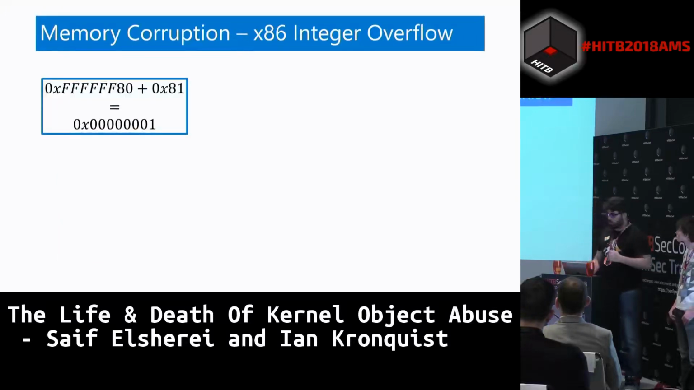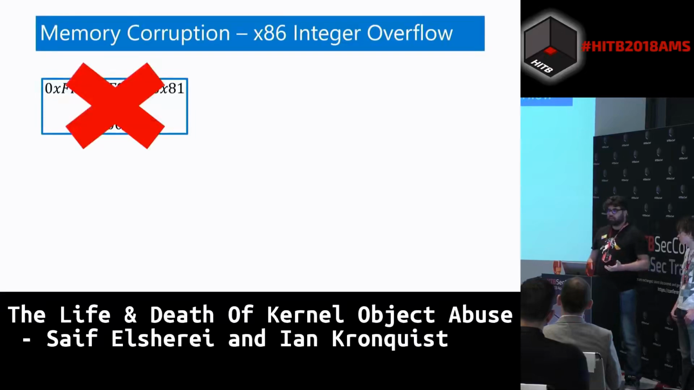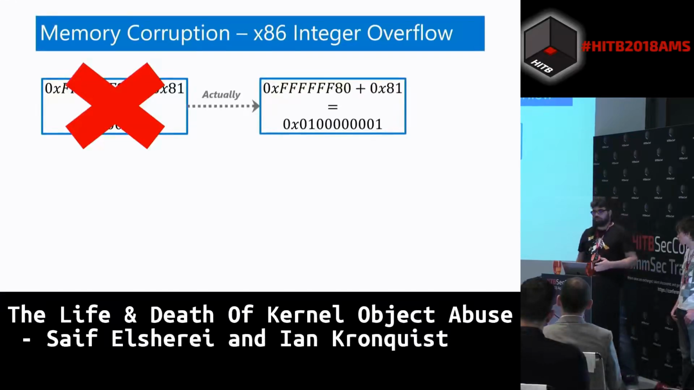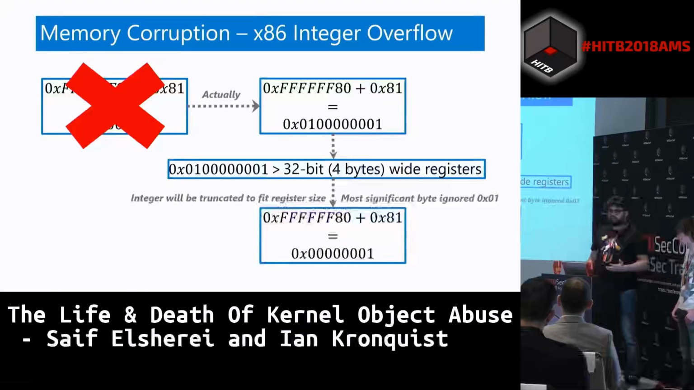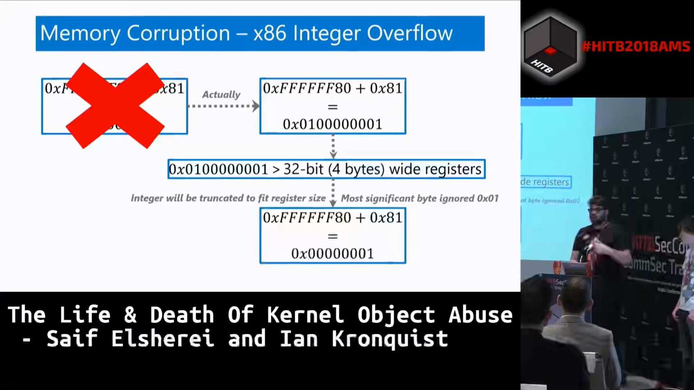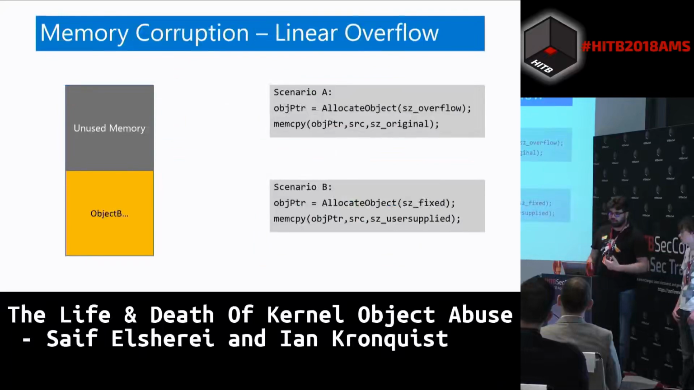The next type of bugs I want to talk about is x86 integer overflows. If you look at this calculation, FF 80 plus 81 on 32-bit systems, the calculation will result in 1. Well, actually that's wrong. The real calculation result is 01000001. But since 32-bit registers are 4 bytes wide, they cannot hold this value. And thus, the most significant byte gets truncated, and the result of the calculation is equal to 1. This is what we call integer wrapping or integer overflow. So the integer has lapped over the max int value and resulted in a much smaller value. And we will see in the next slides what impact this will have on functions in several scenarios.